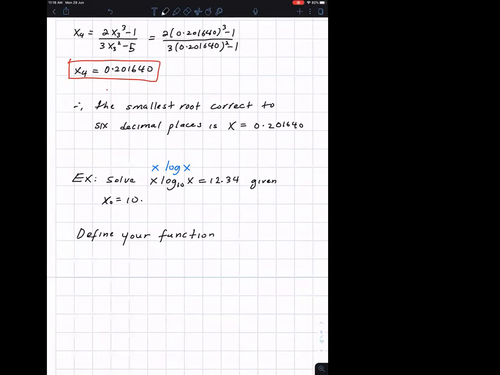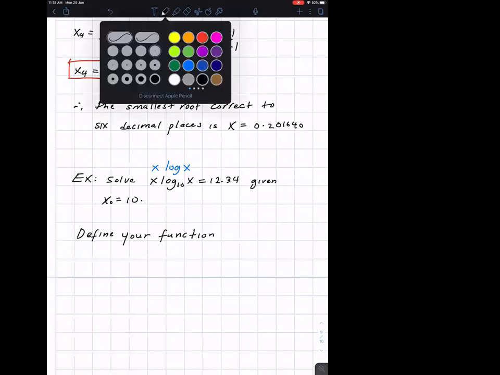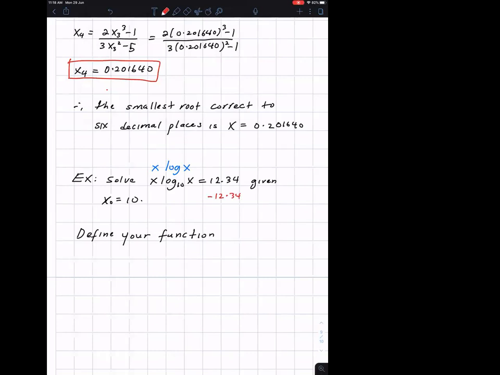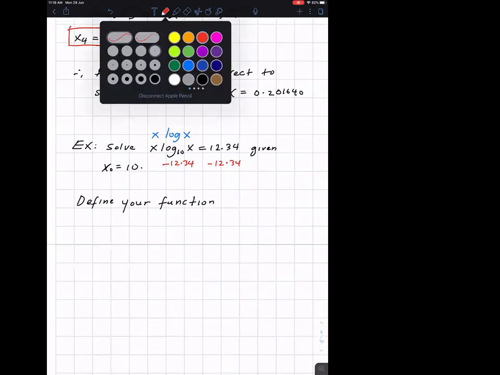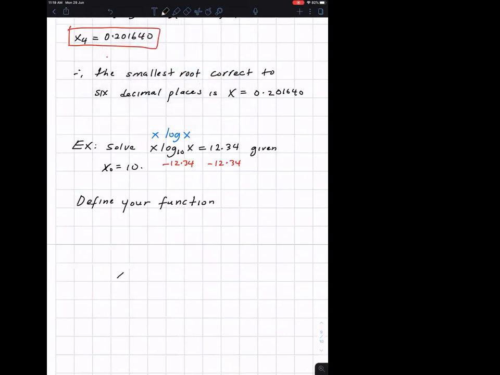We define the function. If you subtract 12.34 on both sides, then you will end up getting a function x log base 10 x minus 12.34 is equal to 0. Then you can just call this f(x).